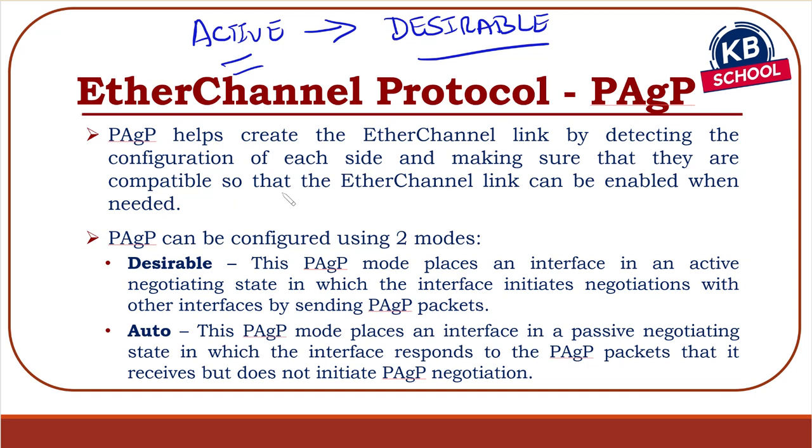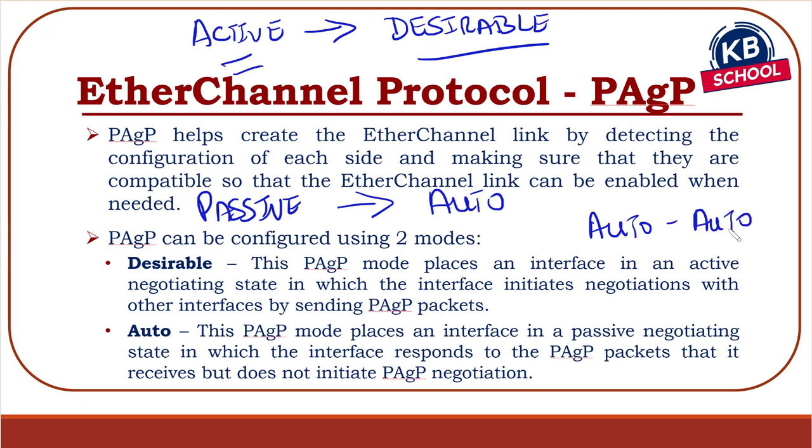The other side, if it's set to auto, which is misleading, auto generally means that it will automatically do it, but auto will only respond back. Just like the passive only would respond back to the setting up of an ether channel, auto does the same thing. So if you have auto on both sides, the ether channel will not form. All right, at least one side has to be desirable, just like in LACP, one side had to be active. So auto and auto doesn't work, desirable and auto would work, or desirable and desirable would work.